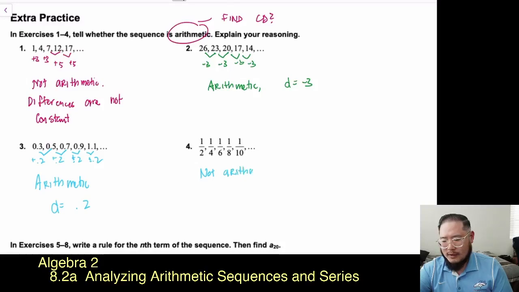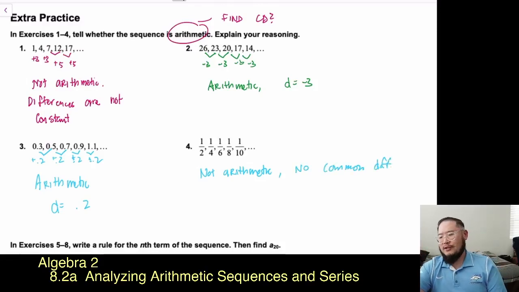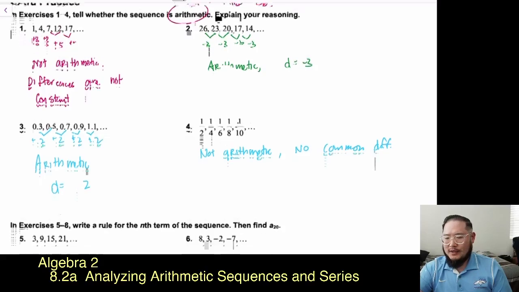No common differences. Although it may look like it because you're saying, hey, what, do I just add 1/2, 1/2? But remember, you have to have common denominators to add things together. And that's the trick right here. Okay? All right.